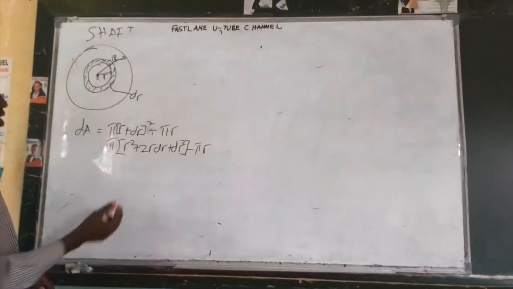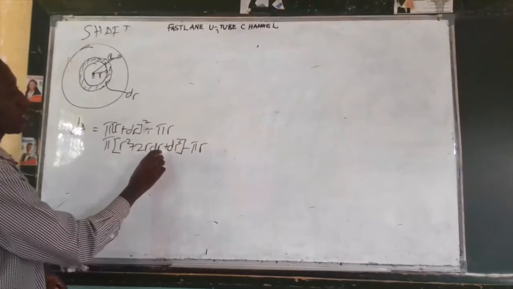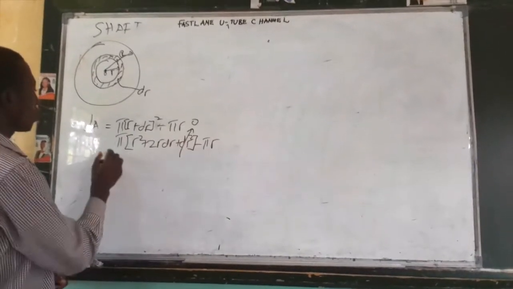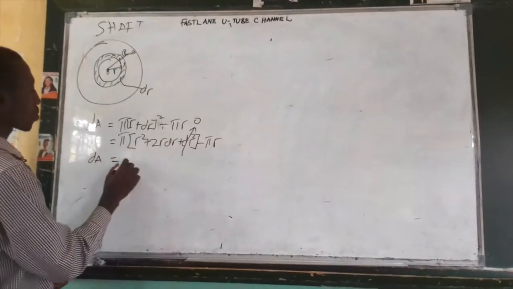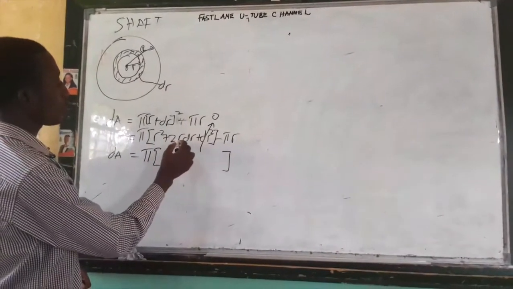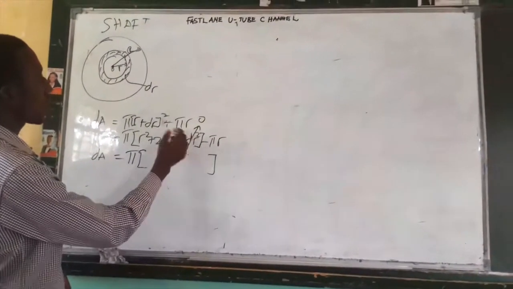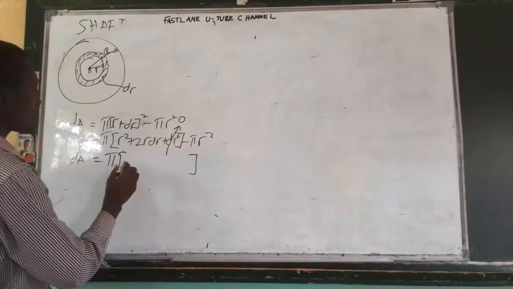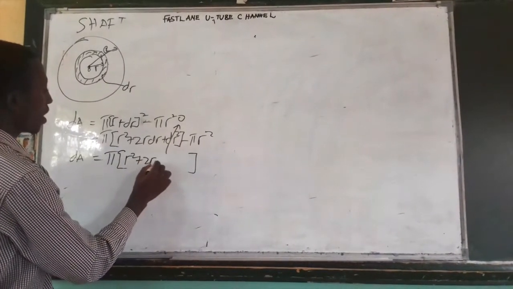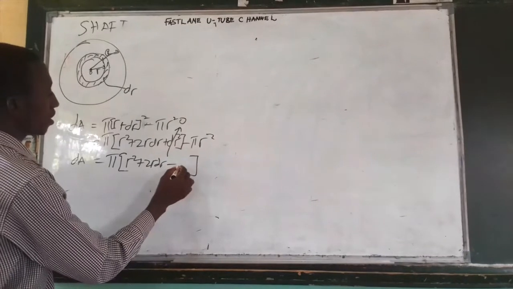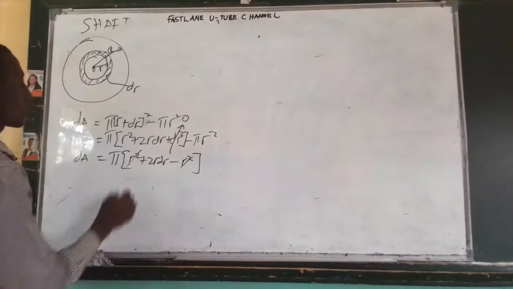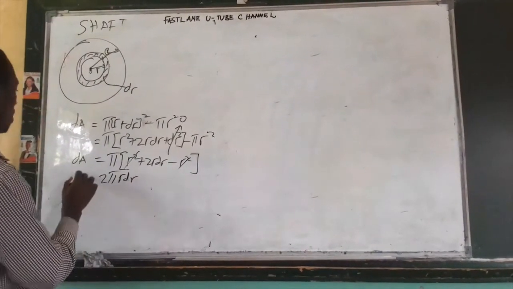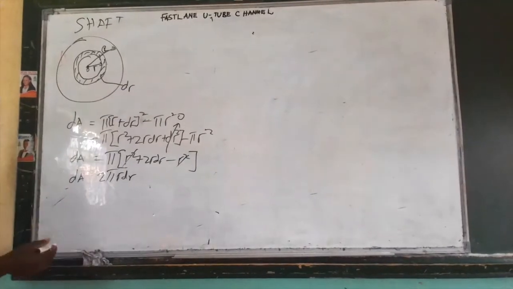For small changes, dr squared tends to 0. So we have dA equal to pi times r squared plus 2r dr plus dr squared, minus pi r squared, the area of the inner part. When you observe, pi r squared reduces with minus pi r squared, and I remain with 2 pi r dr. This is the area of the element.